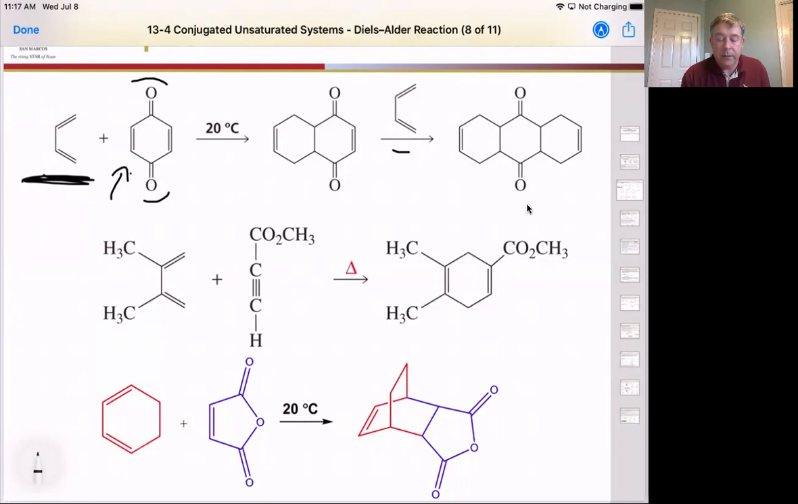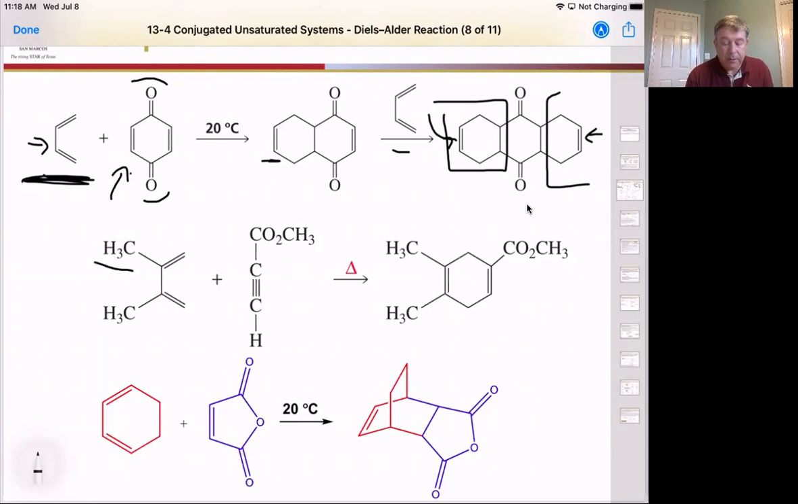Notice that the double bond formed here is in between where the dienes were. That's where the double bond ends up on the system. But we always form that 6-membered ring, and the double bond is in between the 2 dienes. Okay, so we can actually make the reaction happen even faster.